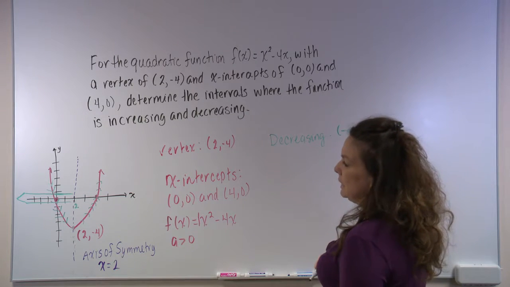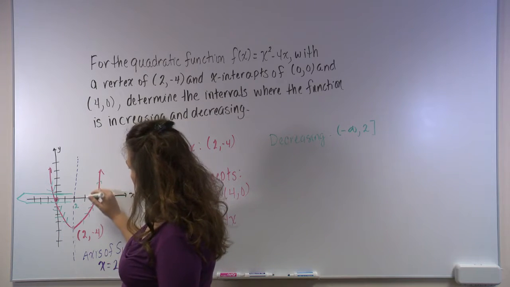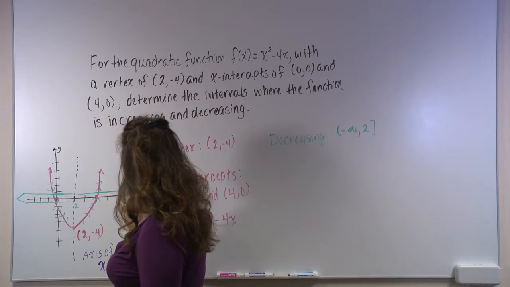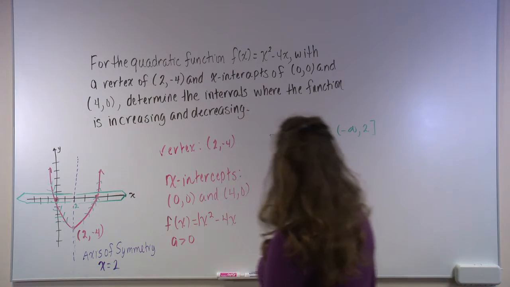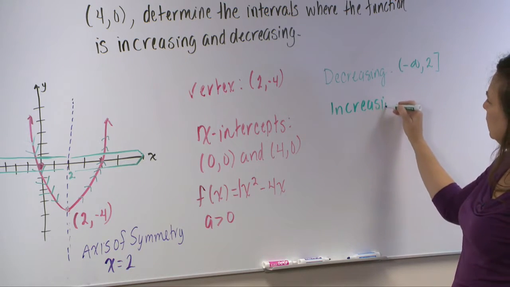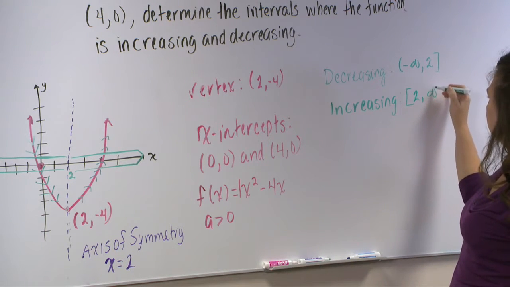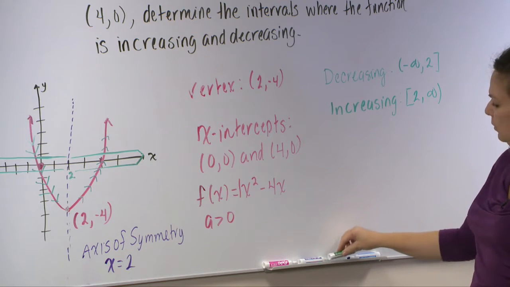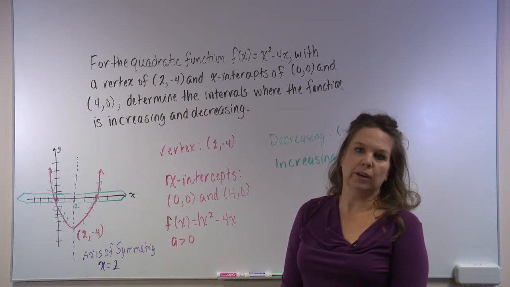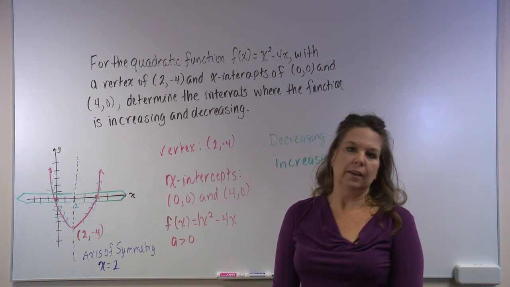The graph is decreasing. Now once I get to the vertex, we begin to increase. So for all of these values from 2 to infinity, the function is increasing. It is increasing for the interval 2 to infinity. So for the function f(x) = x² - 4x, we determined the intervals where the function is increasing and decreasing.